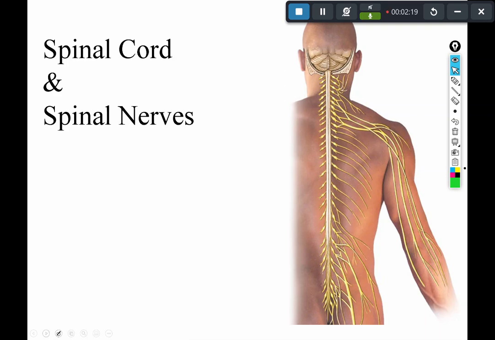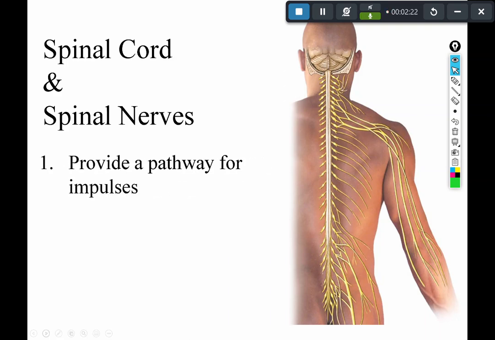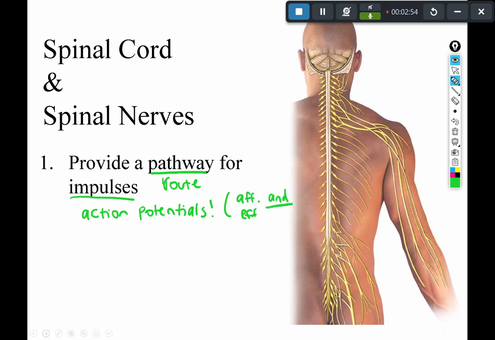And we'll have just a look at each of the plexuses and what they're for. But in general, overall, the spinal cord and the spinal nerves, respectively, provide a pathway for impulses, which means, let's paraphrase this, shall we? Route for action potentials. And we're going to make note that this is afferent and efferent. So that's thing number one.